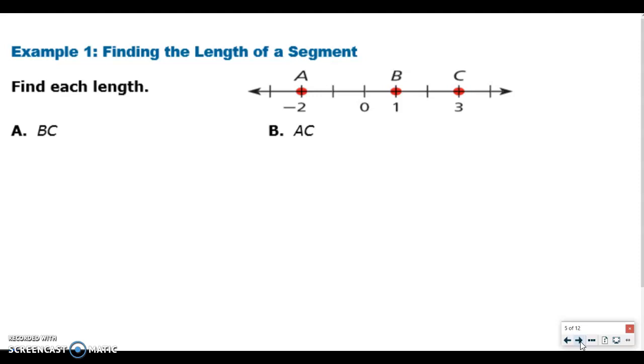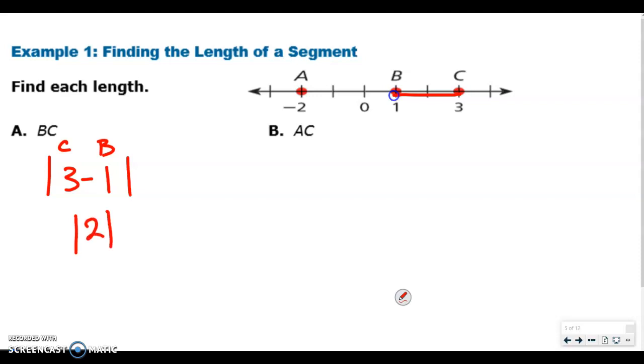Example number 1. Finding the length of a segment. We need to find each length. So first is the length of BC. So we see here we have BC. B is at 1. C is at 3. So we can say the absolute value of the difference. C was at 3. B was at 1. So we get the absolute value of 2, which is just 2.